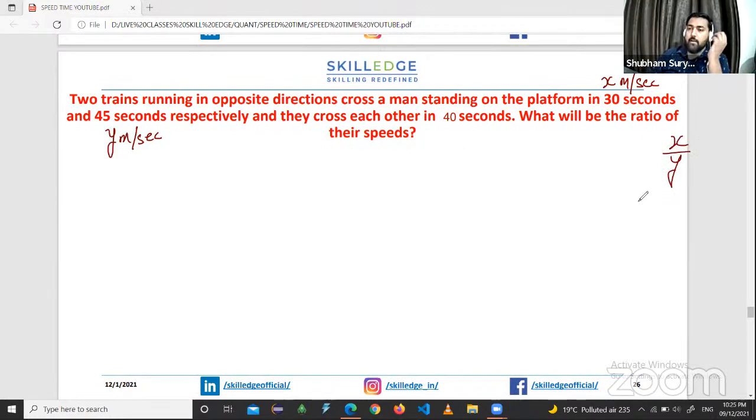Now, if you have to cross a standing man, then the train will travel its own length. So distance is equal to speed into time. This is the speed, this is the time. So the length of the train is going to be the product of the speed and time. Okay, so the length of the train comes out to be 30x. Similarly for this one, the length of the train comes out to be 45y.